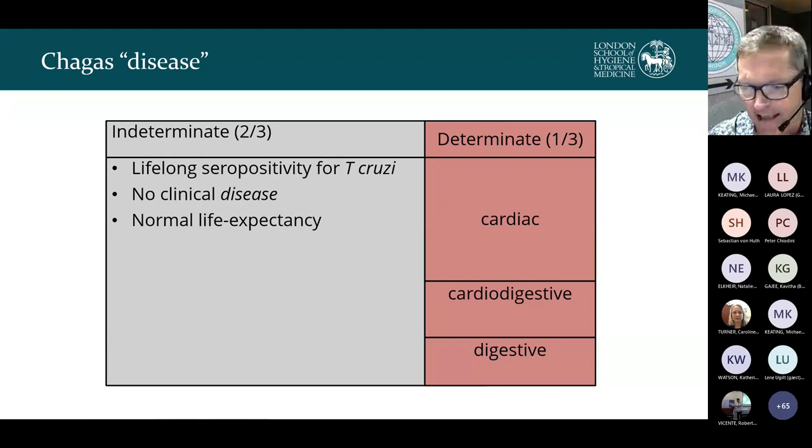So what happens if you become infected? Well, I've put disease in quotation marks there, because two-thirds of people who are infected, and by which I mean have an antibody test that's positive for T. cruzi, never develop any disease at all. So in a sense, they're not really diseased, they're T. cruzi infected. And they have a normal life expectancy, and it's very difficult to distinguish who remains in this category and who goes on to develop what's known as determinate disease, which either affects the heart or the gastrointestinal tract, or sometimes both.